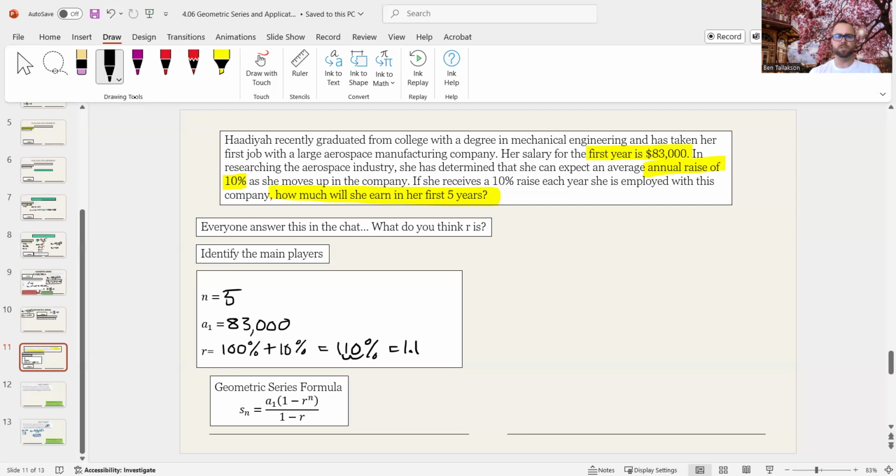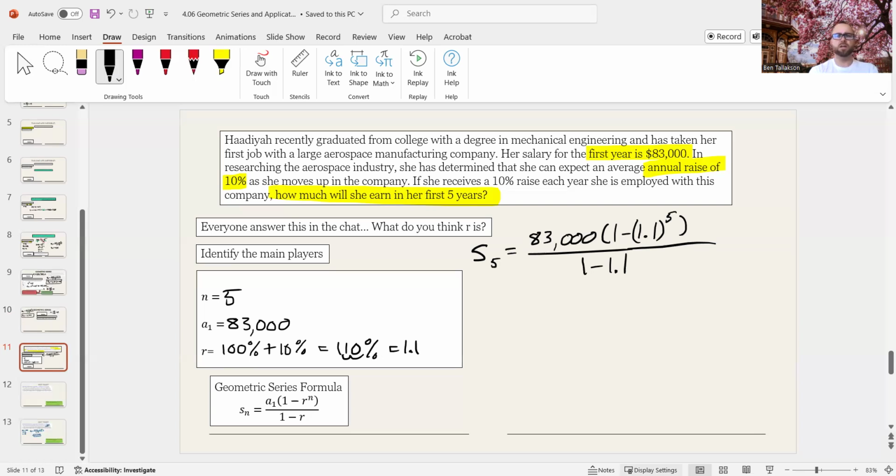And now, time for the setup. I would strongly encourage you to always label these things before just plugging into the formula because there's a lot going on, right? The more opportunities for mistakes, the more slowly you want to take things. S sub n is A sub 1, that's a big A sub 1, times 1 minus R, 1.1 in parentheses because that value is raised to the power of n, all over 1 minus R.